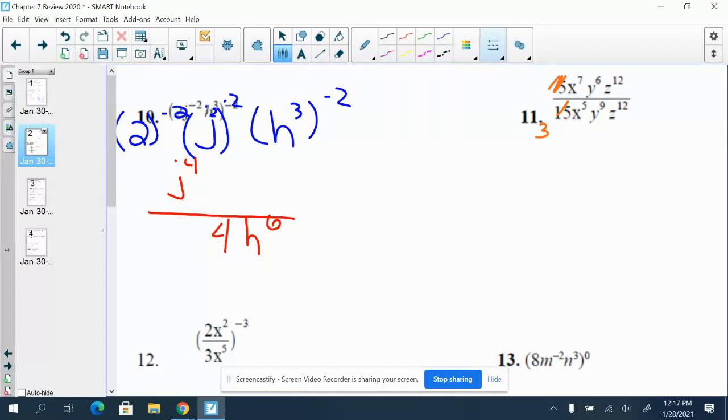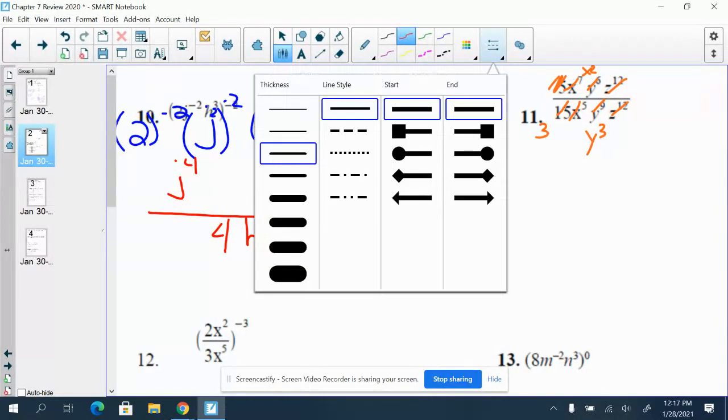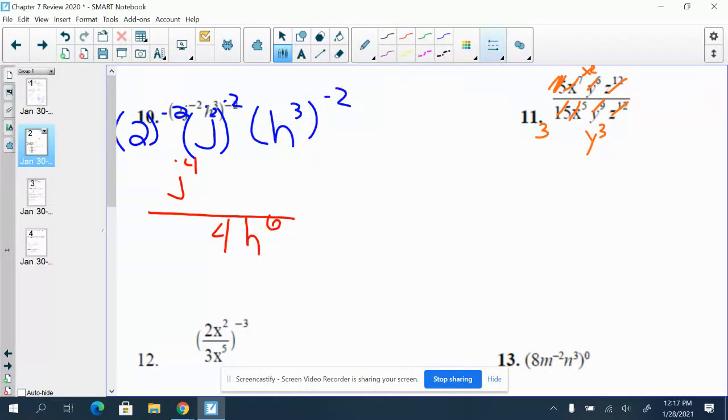Where do you have more x's, top or bottom? How many more? 2. Good. So it's going to be to the second. That's gone. Where do you have more z's? Well, y's you don't have it. Oh, I'm sorry. Yeah, you have 3 more at the bottom. My bad. Now with the z's you have the same, right? They cancel out. Perfect. Good job. So now you're going to write down what you have left. So at the top, all you have is x squared. At the bottom, you have 3y to the third. Okay?